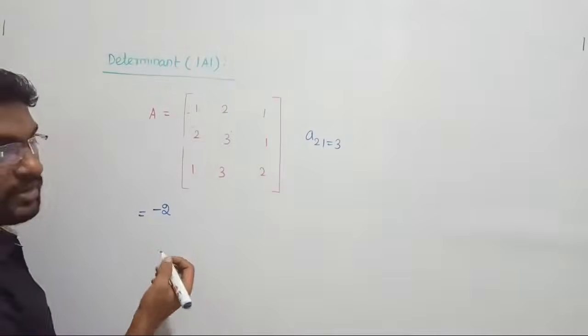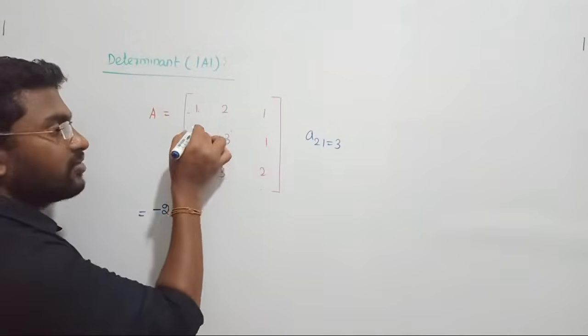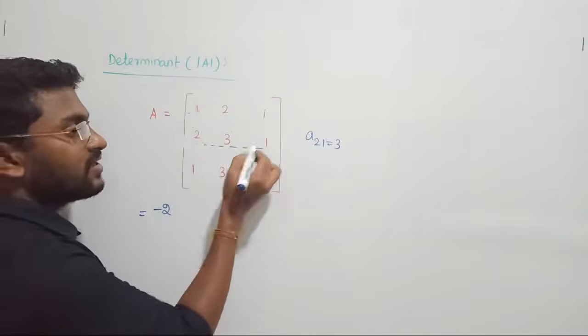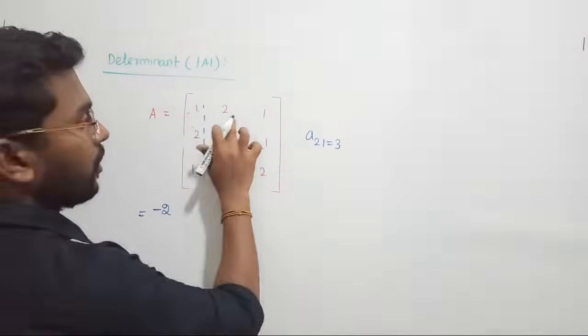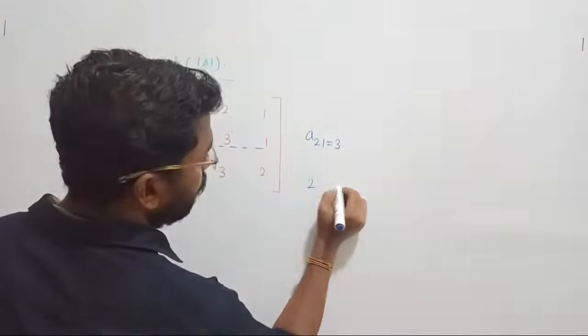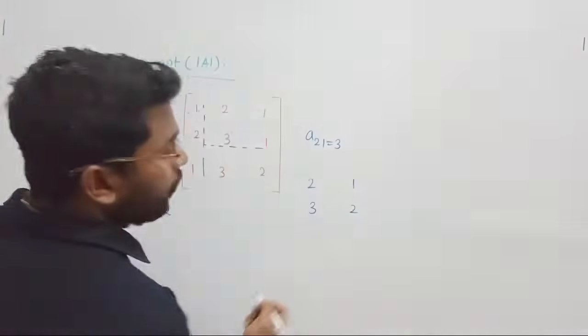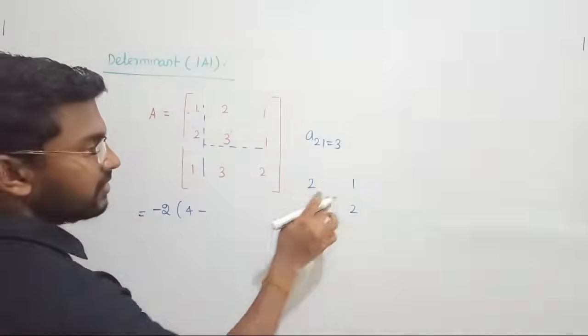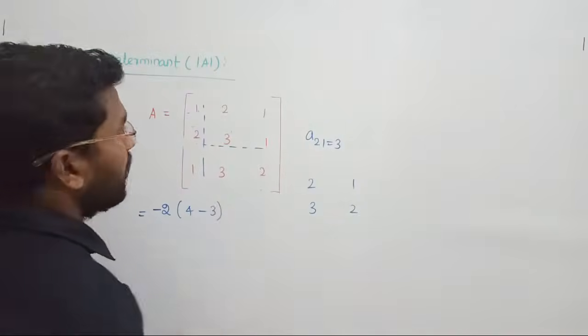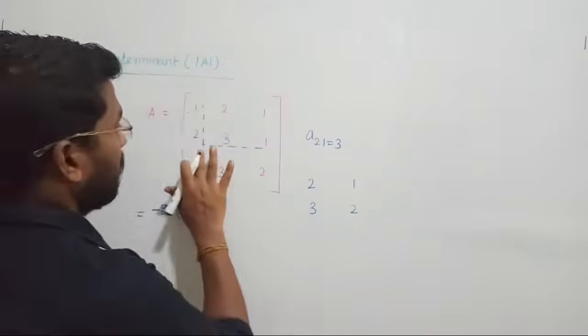Sorry, let us start. I am selecting this variable, neglect its corresponding row and corresponding column. After neglecting, what remains? 2 1 3 2. That is 2 1 3 2. Find the determinant. 2 into 2 is 4 minus 3 into 1 will give you 3. Let's start our journey with this second. Let me rub this one.